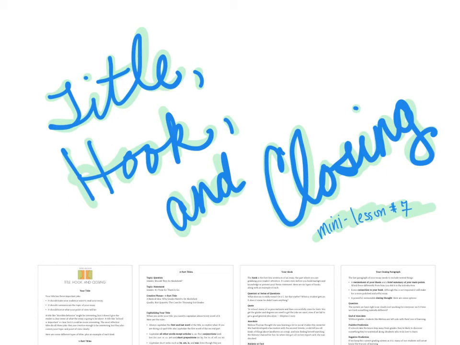Welcome to mini lesson number 7. We're cruising down to the end of our unit on argumentative writing. Today we're going to look at 3 components that help tie the piece together and kind of elevate the style and also bring it to a close.